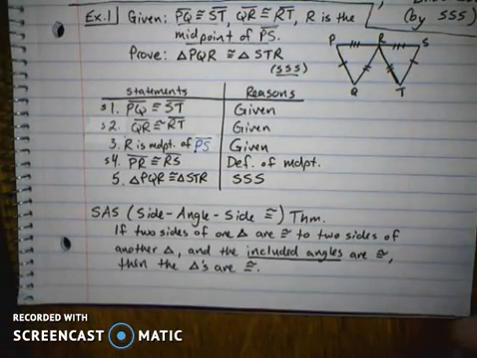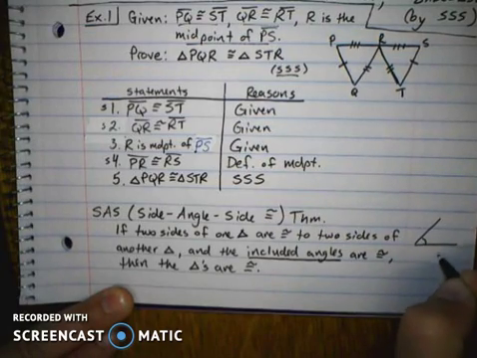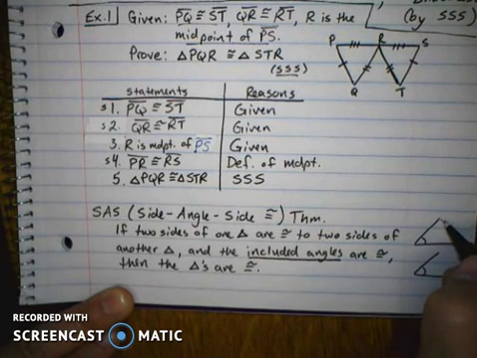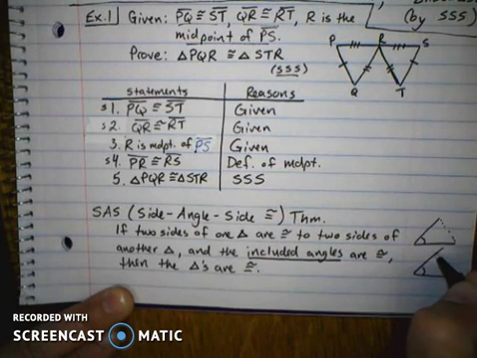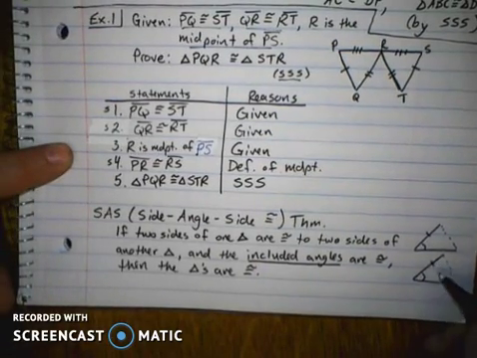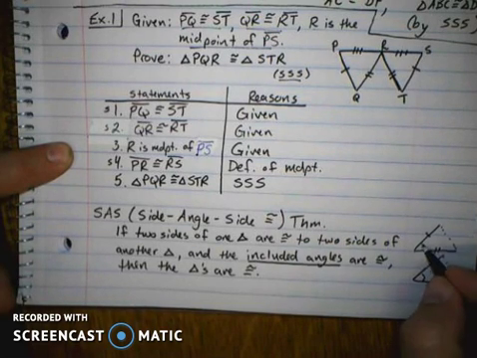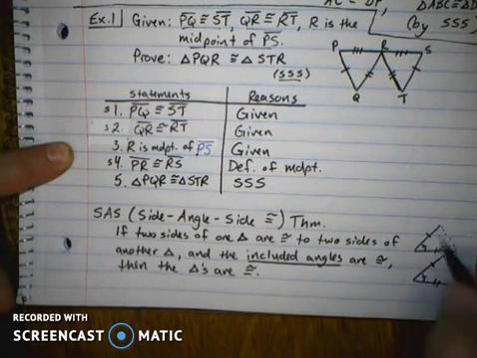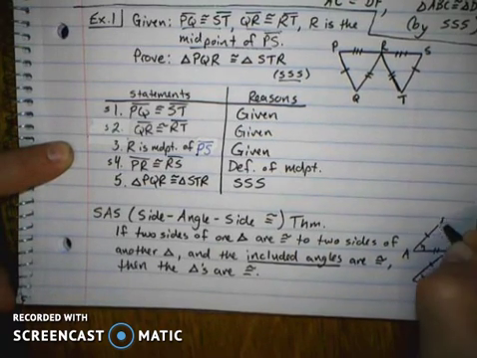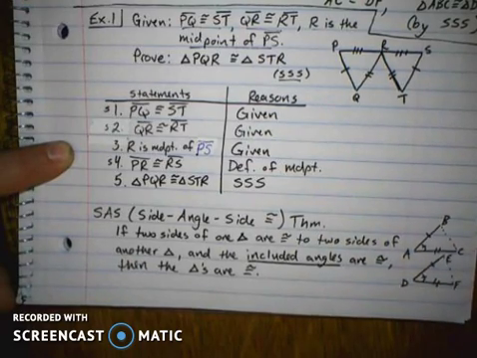Okay? Included angles are the angles between the two pairs of congruent sides. Okay, so if this side is congruent to this side, and this side is congruent to this side, and the included angles are congruent, then these triangles have to be the same. Okay? If I call this one triangle A, B, C, and D, E, F.